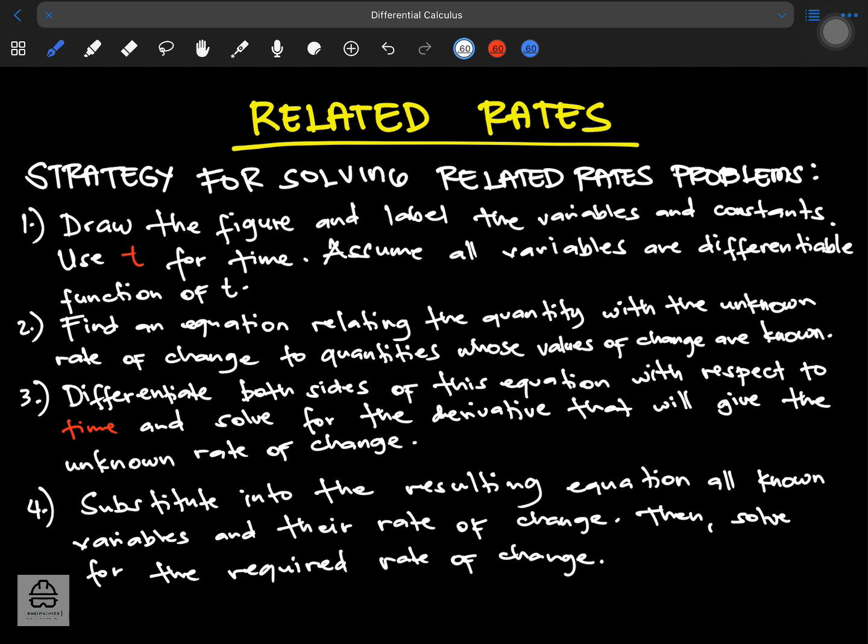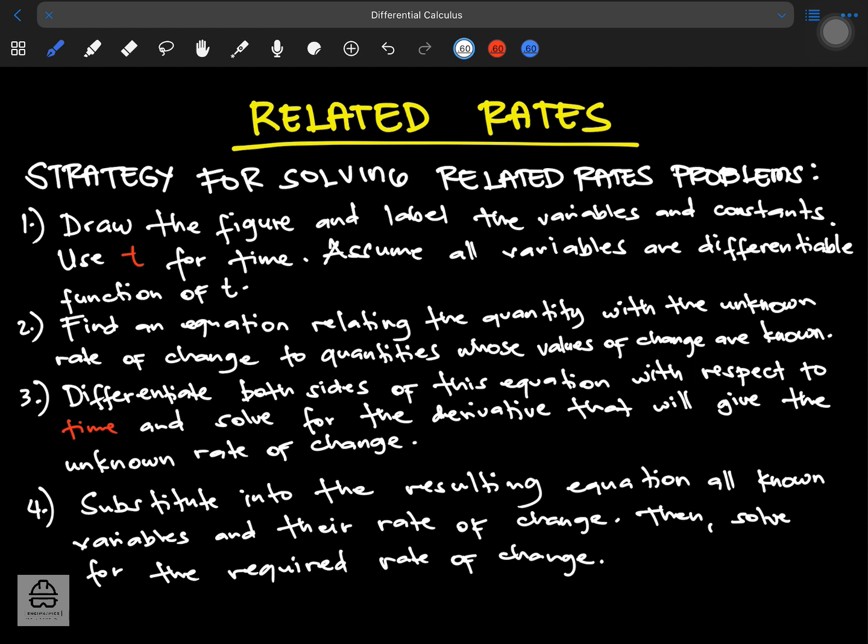First, when we have already the problem stated, yung gagawin natin dito is we will draw the figure of the problem and label all the variables and constant. Yung gagamitin po natin yung t for time and we will assume na lahat ng variables ay differentiable ng function of t or lahat ng variables ay differentiable ng function of time.